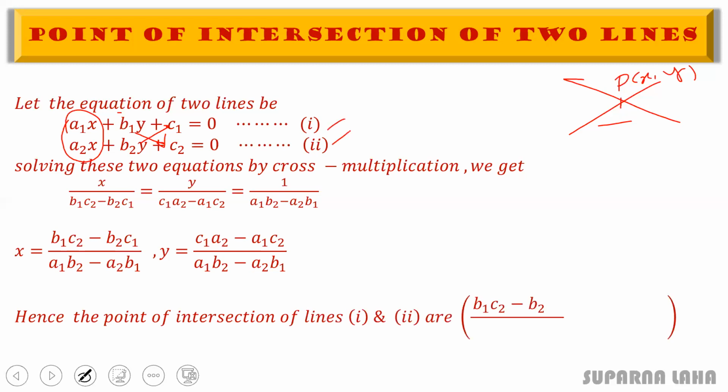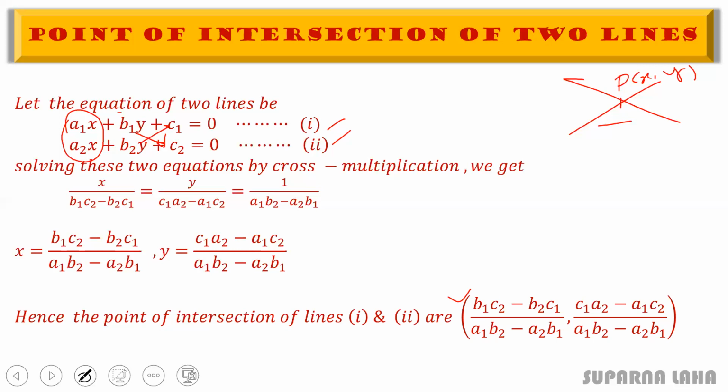So write down the value. You don't need to memorize the formula. You can also use substitution, elimination, cross multiplication, whatever process you want to use, and you can find the value after solving these two equations. You don't always need to remember this formula, and you don't need to apply the formula for finding the intersecting point. You can also solve these two equations and find the intersecting point of these two lines.